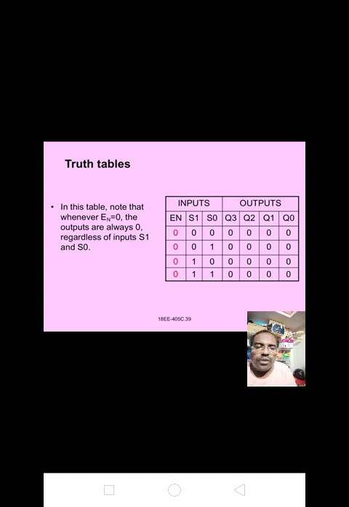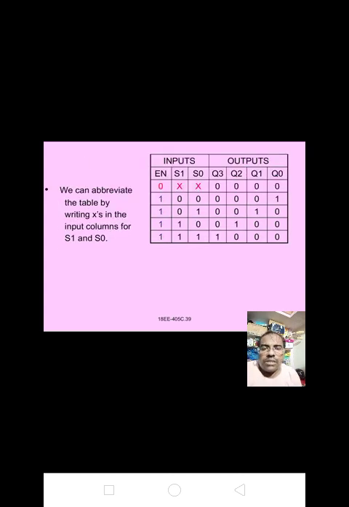If the enable is 0, input is 1 1, it is 0 0 0 0. Okay, next one. Next, we can abbreviate the table by writing X in the input column for S1, S0. X means don't care condition. Enable is 0, S1, S0, it is nothing but 0 0, 0 1, 1 0, 1 1. Anything. If enable is 0 means the total values of output is also 0. So output is 0 0 0 0.